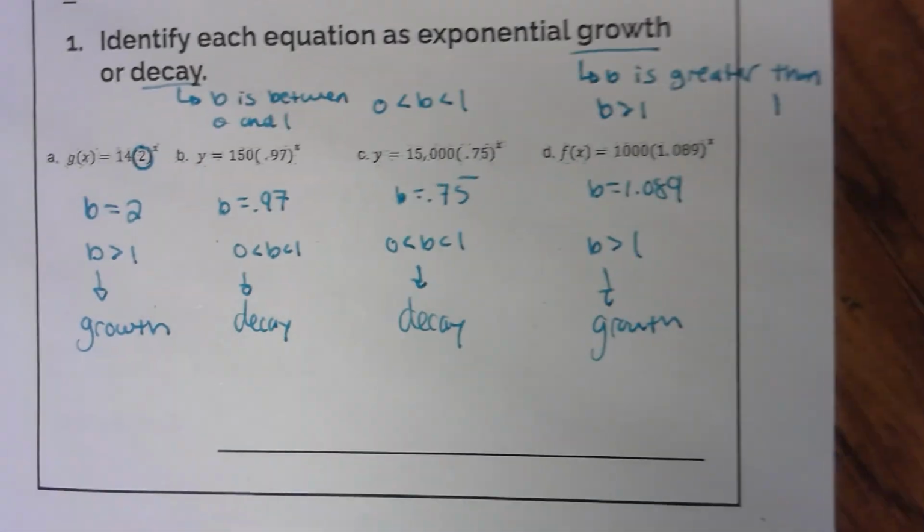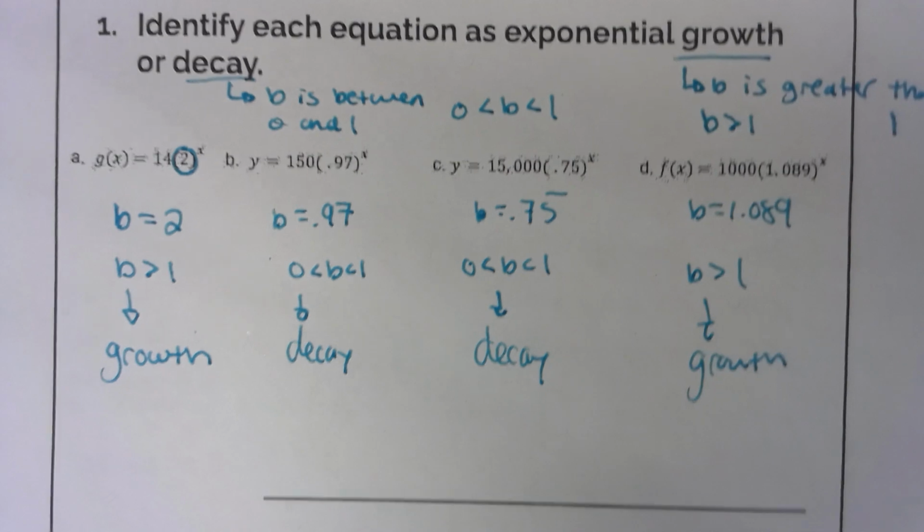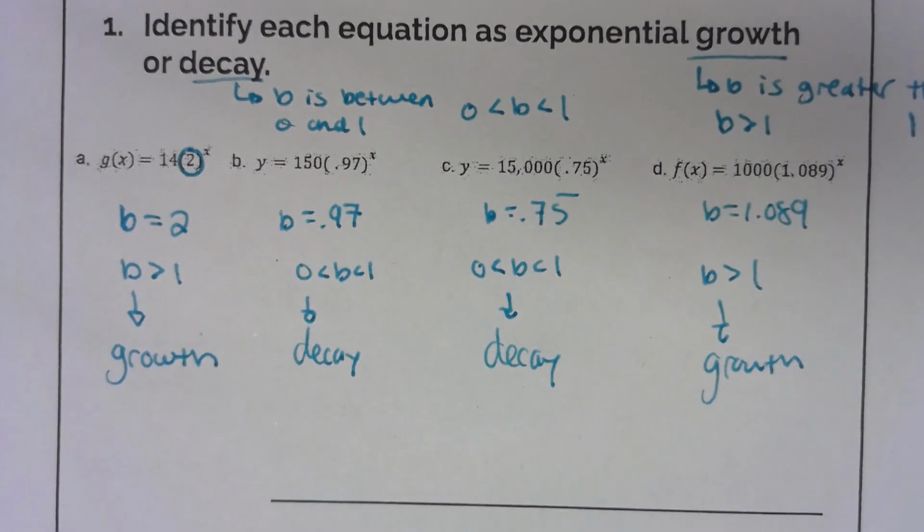All right, thank you. All right, part B. The multiplier, the base is 0.97. That is between 0 and 1. Thus, we have exponential decay, or that equation is representing decay. C, same idea. Base is 0.75. That's between 0 and 1. So once again, we have exponential decay. And the last one, D, 1.089 is greater than 1. Since it's greater than 1, that means we have exponential growth.